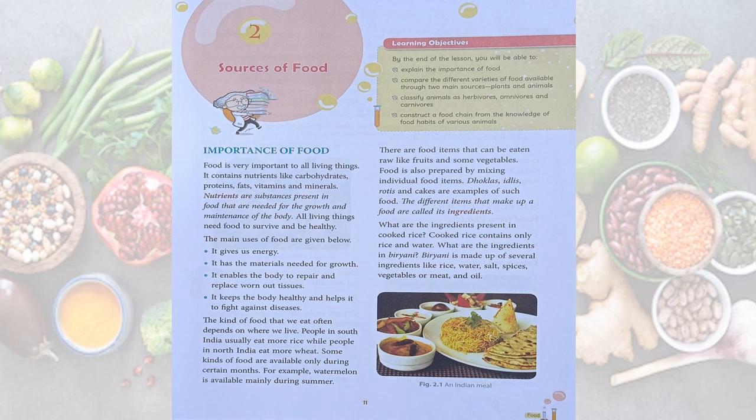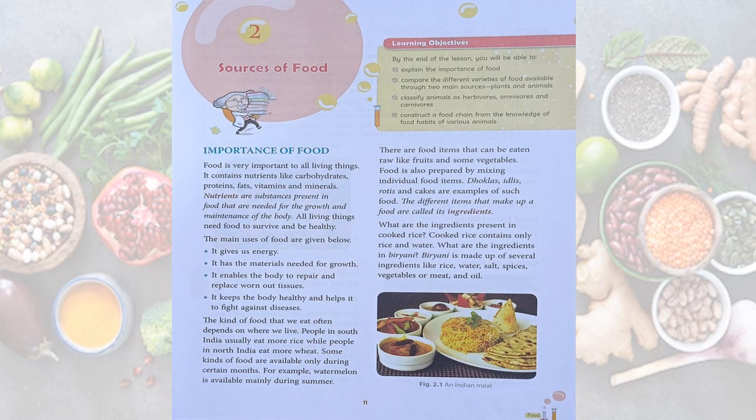You know, food habit differs from place to place and from season to season. Like rice is common in south and chapatis in north. Similarly, mangoes in summer, strawberries in winter. And there are some foods that can be eaten raw. For example, fruits and some vegetables.